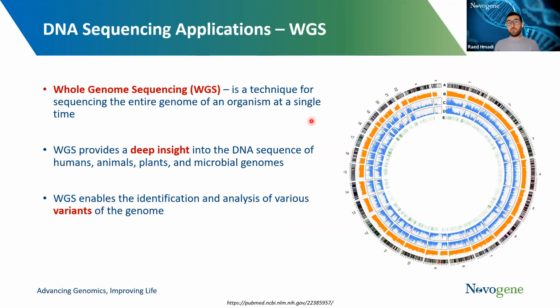Starting with whole genome sequencing, we know that whole genome sequencing, or WGS by definition, is a technique that is used in order to sequence the entire genome of an organism at a single time. WGS is very important because it provides us with a deep insight into the DNA sequence of living organisms, including humans, animals, plants, and even microbes. With WGS, we are able to identify and analyze different variants of the genome.